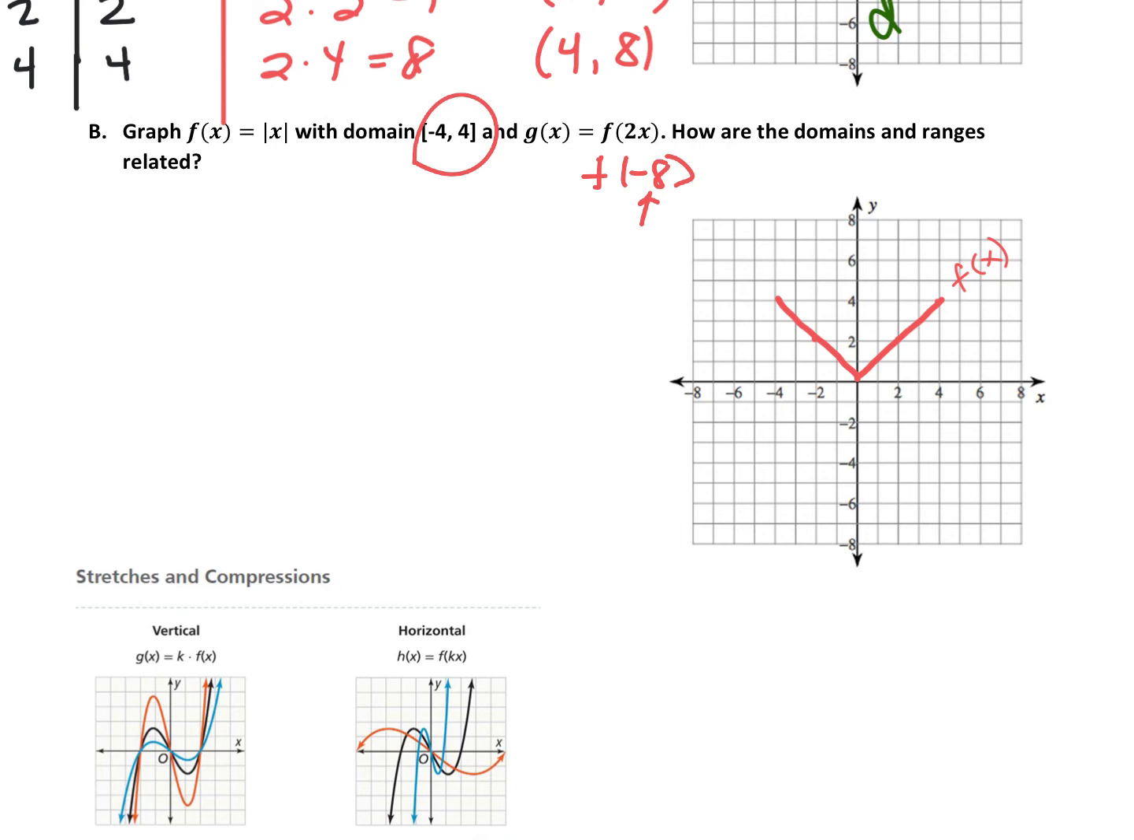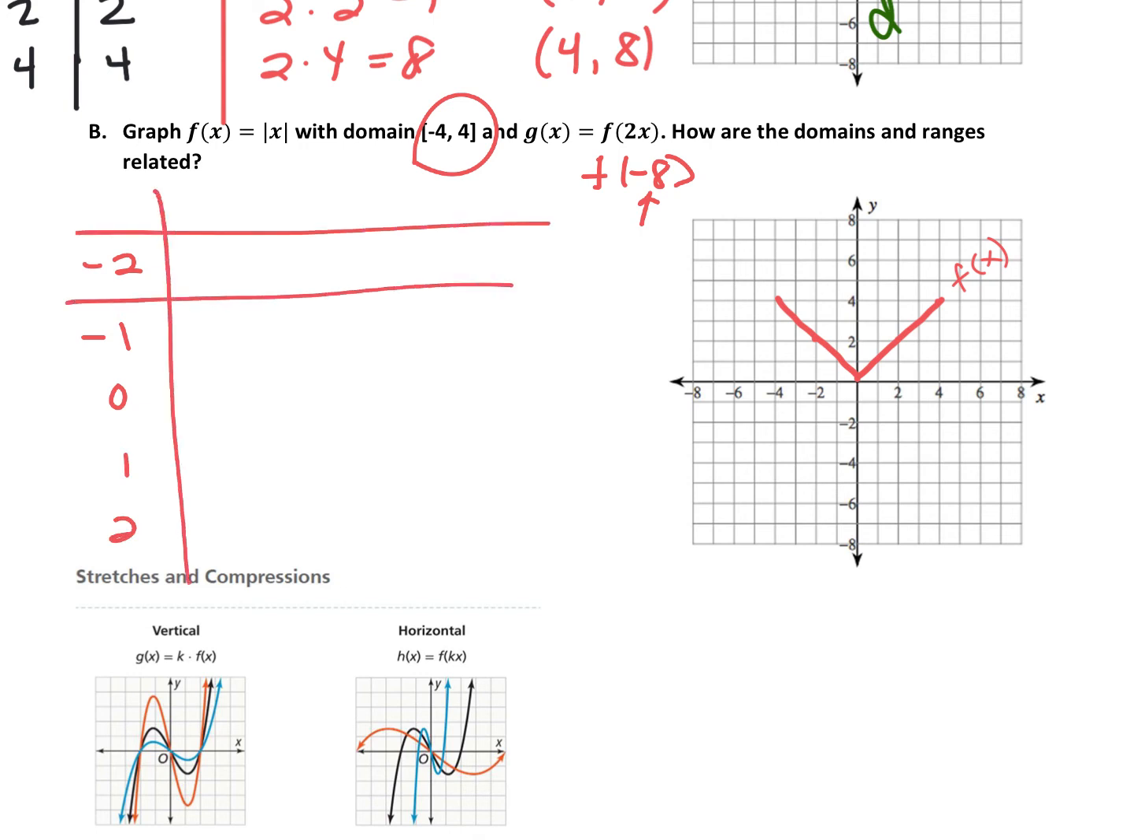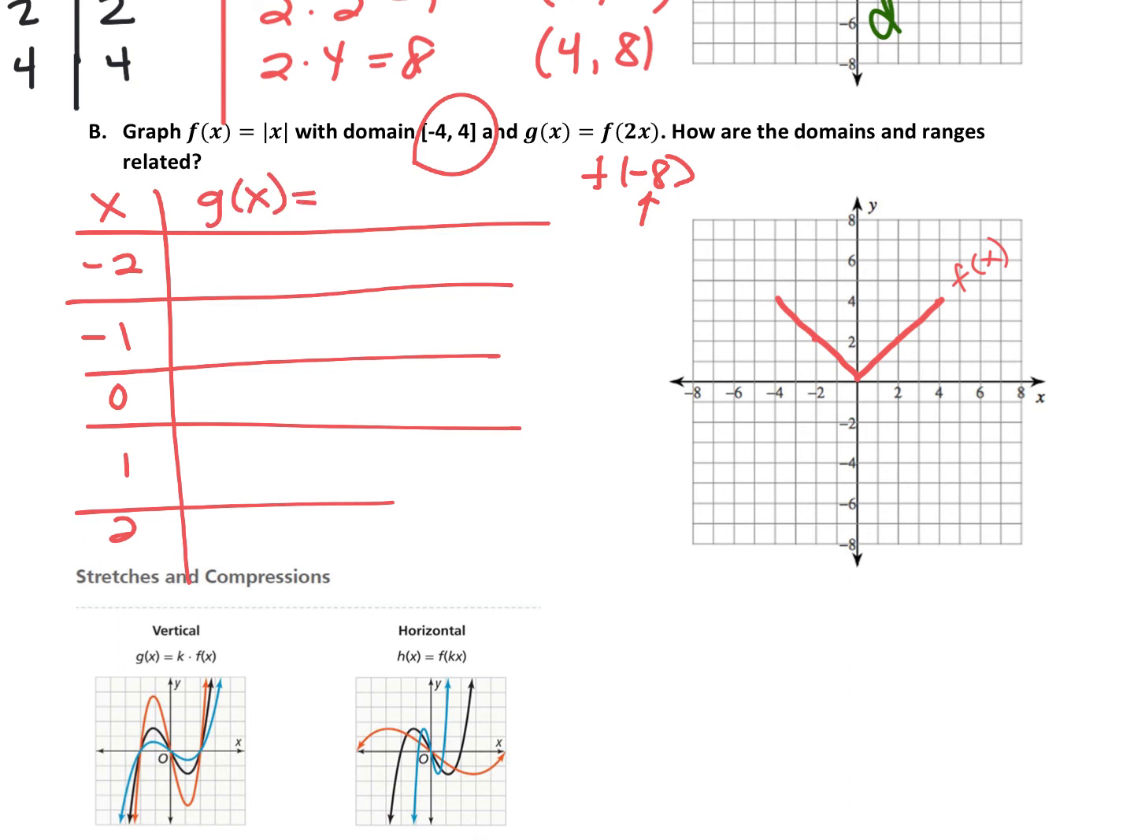So I'm just going to go ahead and tell you that we can do a table of values starting with -2, -1, 0, 1, and 2, and figure out our ordered pairs for our new function. So these are your x's. G of x is equal to f of 2 times x. So remember, your f function is the absolute value of x. So in this case, we're going to do the absolute value of 2 times -2. 2 times -2 is -4. Absolute value of that is 4. So our new ordered pair is -2, 4.